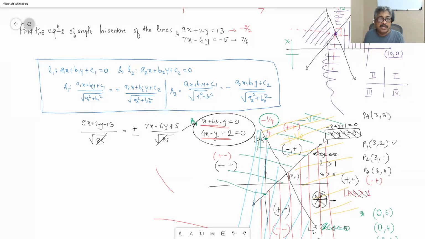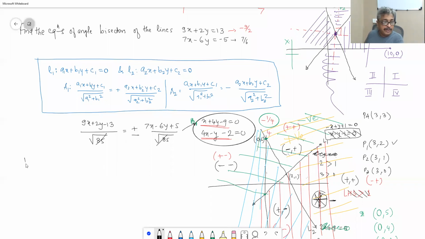In our problem, these are the two lines given to me. So now I carefully use those two lines. Carefully means as follows. I will write the equations of the lines.